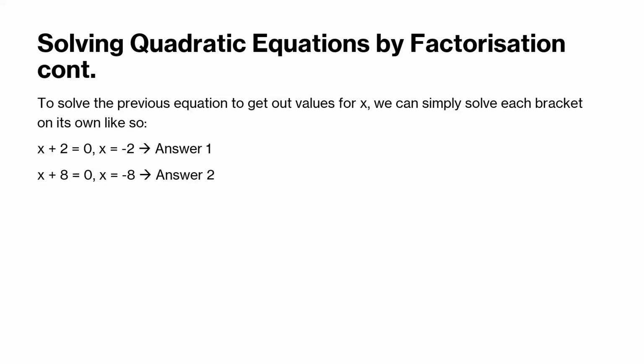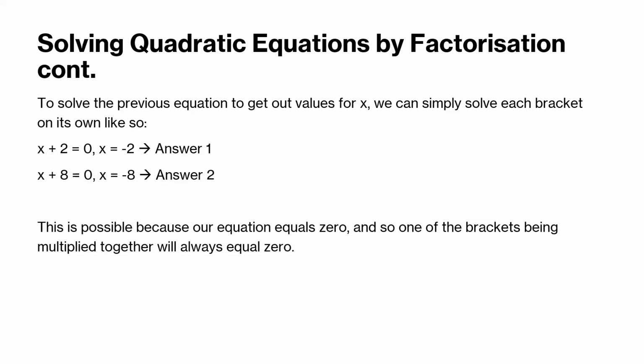That's our second answer. All quadratic equations will have two answers. Sometimes they could be the same number, sometimes one positive and one negative, but they are still two answers. Like I said, this is possible because our equation equals 0, so one of the brackets being multiplied together will always equal 0.